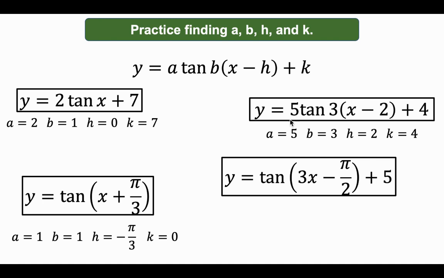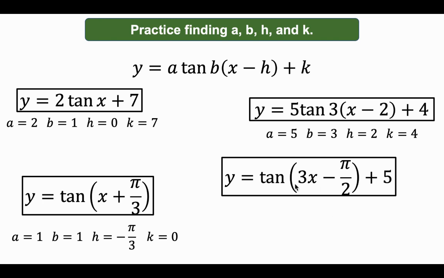This one over here, your a is a 5. B is the number in front of x, so that's a 3. The number inside the parentheses is a -2. You have to switch the sign though to a positive, and then your k is that plus 4. Bottom one, a is a 1 because there's a 1 here. The number in front of x is a 1. H is inside the parentheses, so this is pi over 3, so it's a negative pi over 3. And then your k is a 0 because there's nothing being added on.